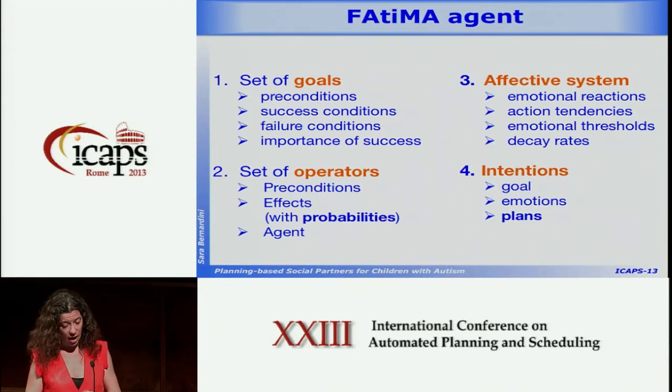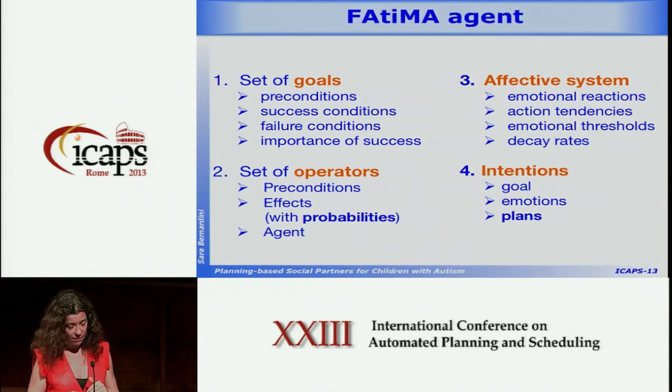And then we have an affective system in which we have to specify a number of features: the emotional reactions, that are rules to determine how generic events are appraised by the agent; then action tendencies, that represent the agent's impulsive action in response to different emotional states; then emotional thresholds, that indicate the resistance to feeling a certain emotion; and then decay rates, that indicate how fast a certain emotion is going to decay over time.